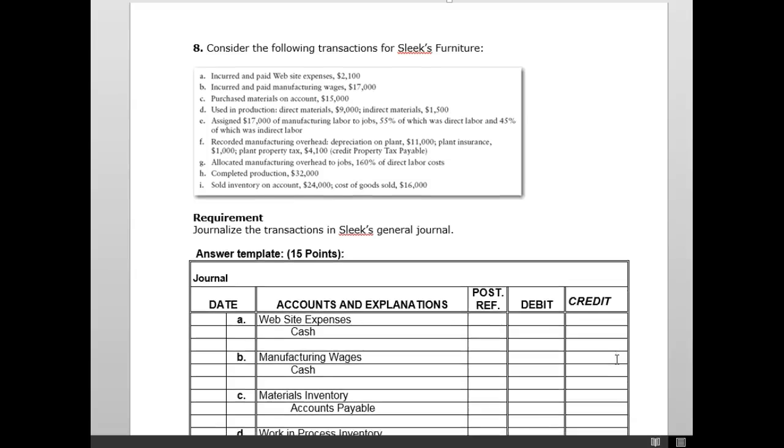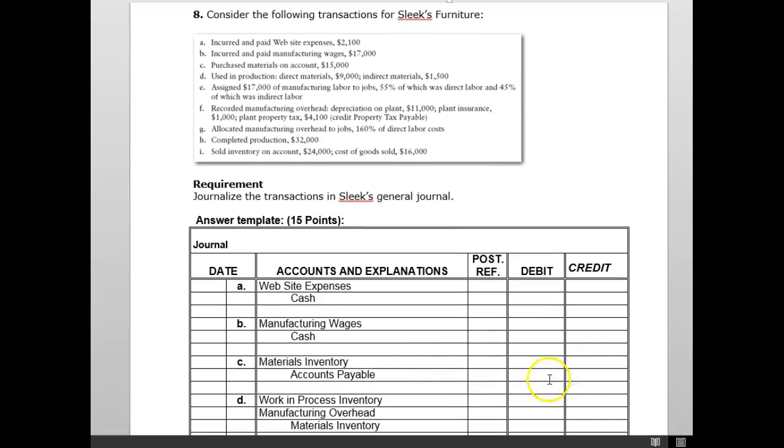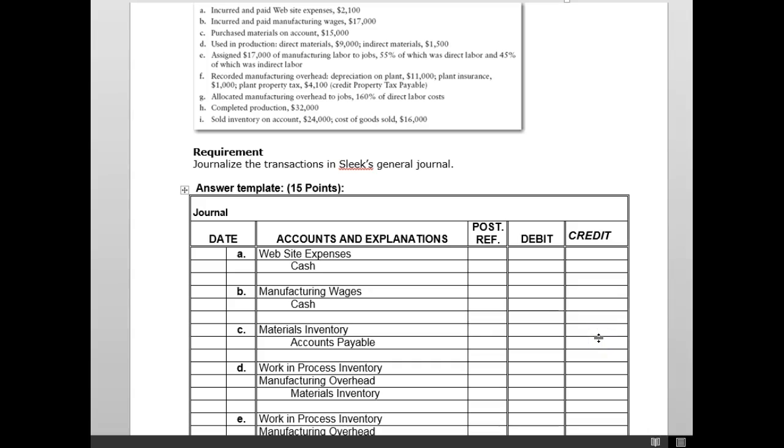Okay, so these are journal entries. And again, you're just going to follow what they're asking you to do. You incurred and paid website expenses of $2,100. So here's your web expenses. You want to increase them, and you use cash for $2,100. Manufacturing wages was $17,000 as a debit, and cash payout of $17,000. I'm sorry, both $17,000.